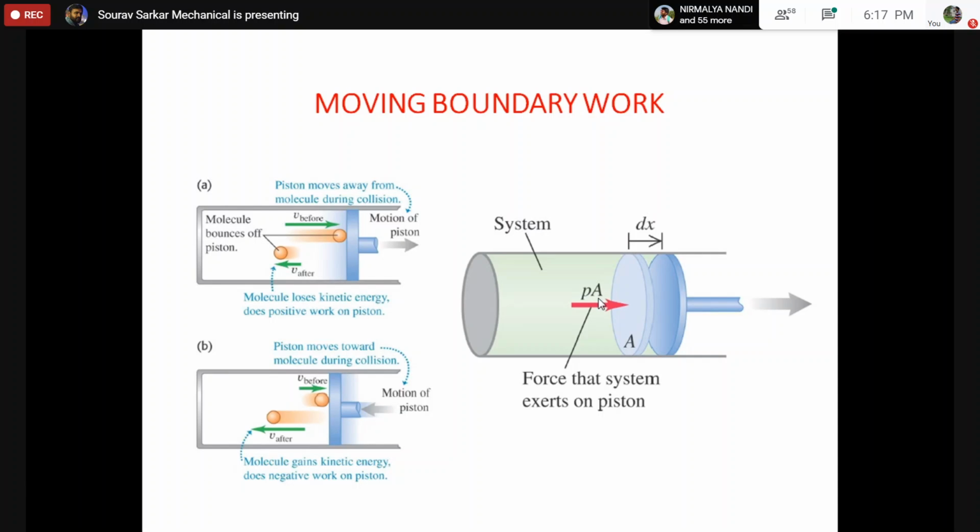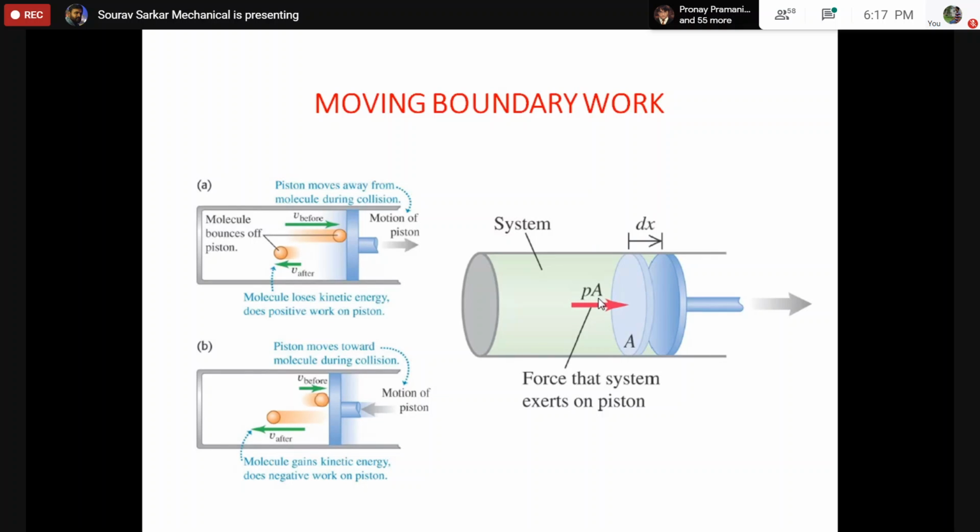Because I know from the definition of work, force into displacement is my definition of work. So this is basically called the moving boundary work. This is one form of work. There are several forms of work. There can be electrical work, there can be shaft work, there can be magnetic work.